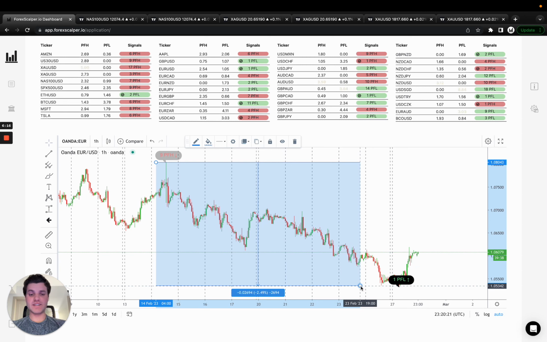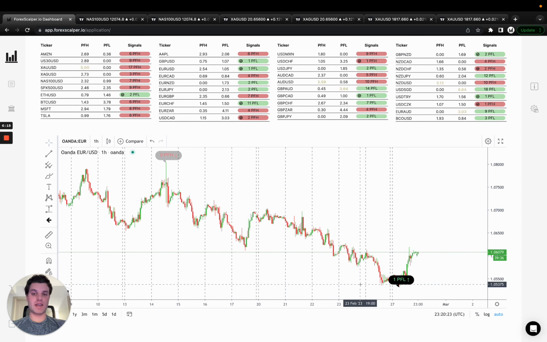PFH, it started blinking. It was telling us, hey, we've gone down a lot. You should start expecting a reversal and start changing your medium-term trend bias, right?